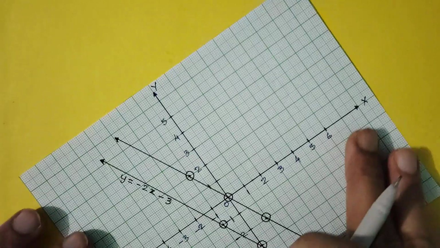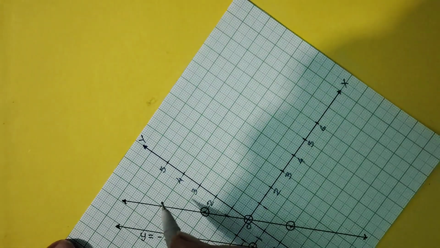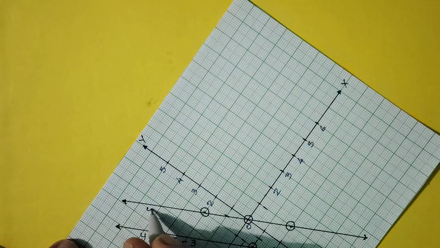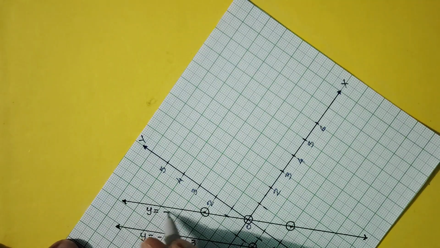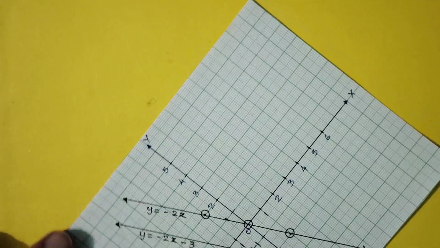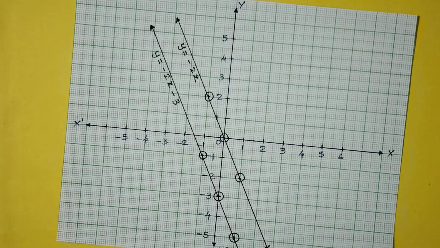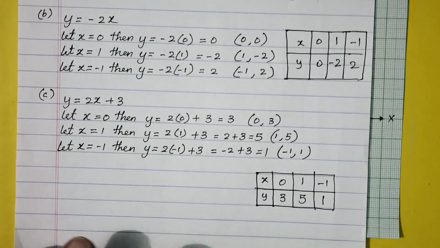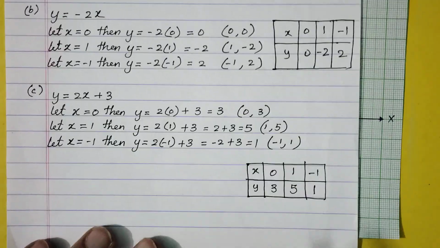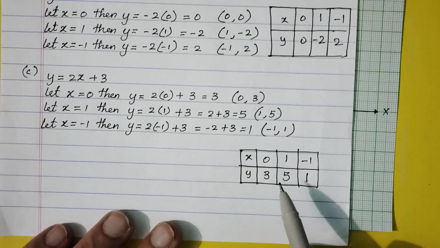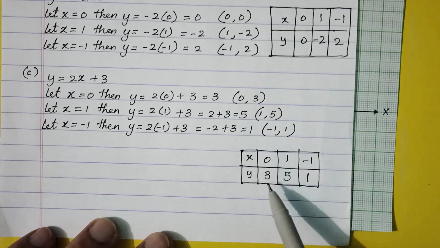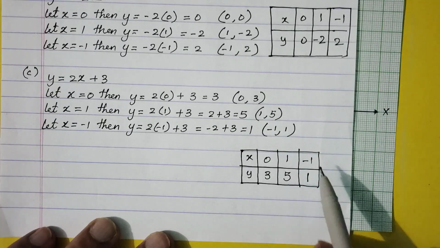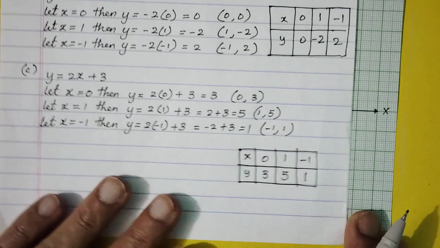So this is the graph. We can write here y is equal to minus 2x. The third one is y is equal to 2x plus 3. The coordinates are 0, 3, 1, 5, minus 1, 1.